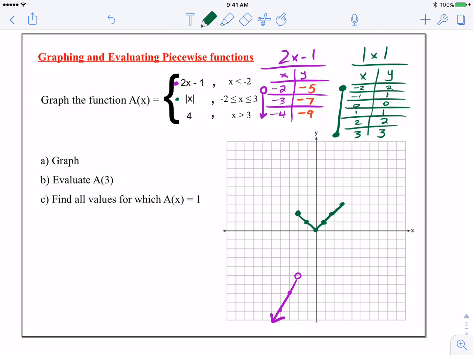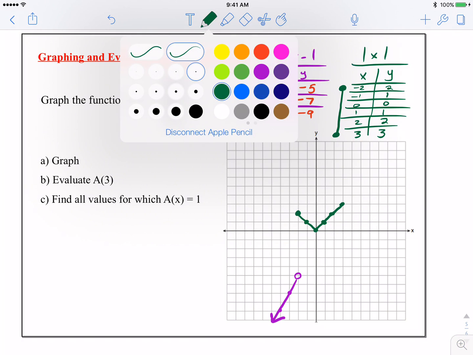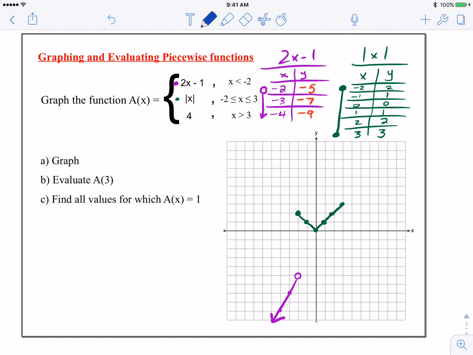That's my graph. Okay. And our third and final function, let's go with, I don't know, dark blue, is just 4. This is actually the easiest one, but unfortunately it's one that people make the most mistakes with because they get a little confused. There's nothing to plug into. I'm going to go, I don't need much space. Go right here.